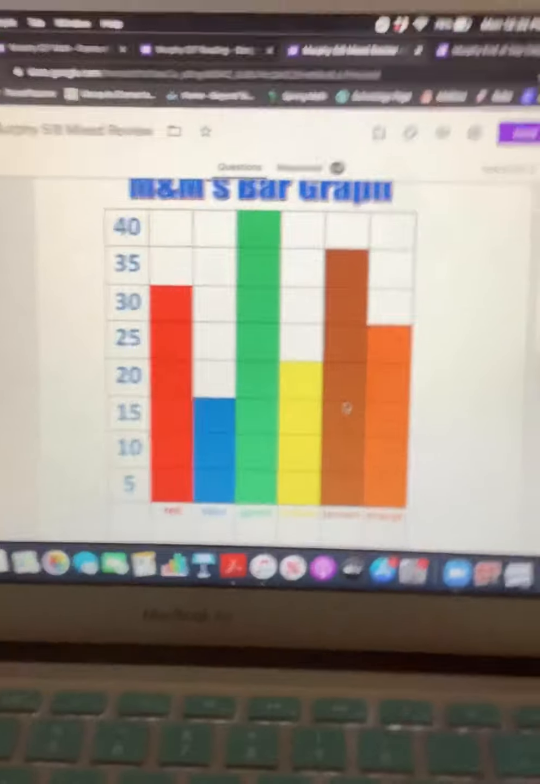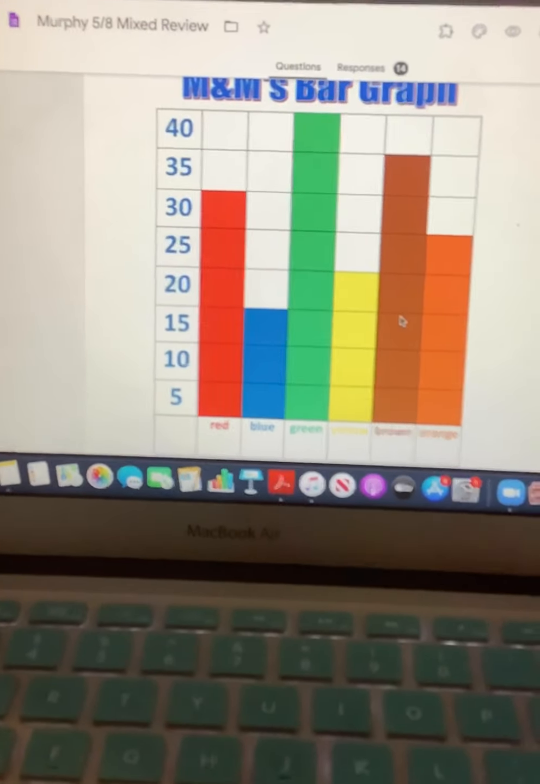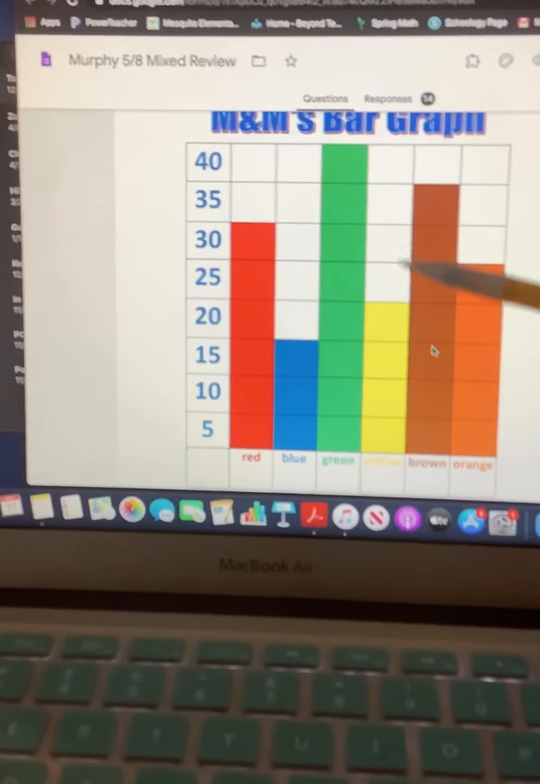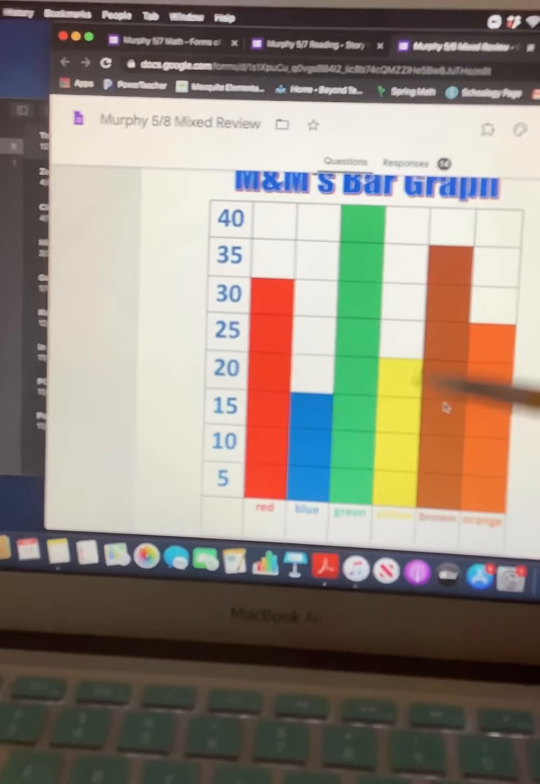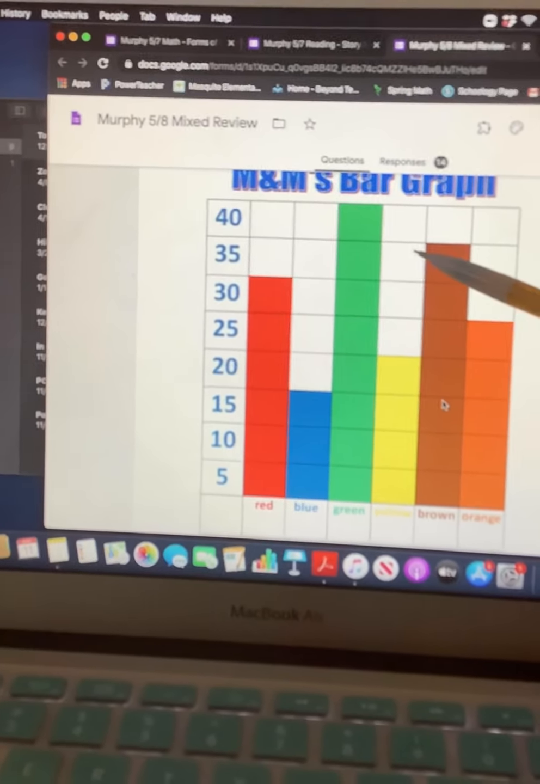You can also solve this by just looking at the graph. On the graph, how many boxes are there between the yellow and the brown? If we were to just count those, we know each box is worth 5. So 5, 10, and 15.